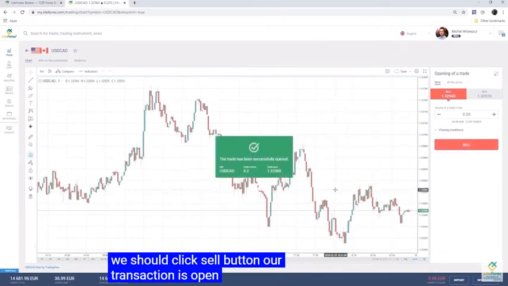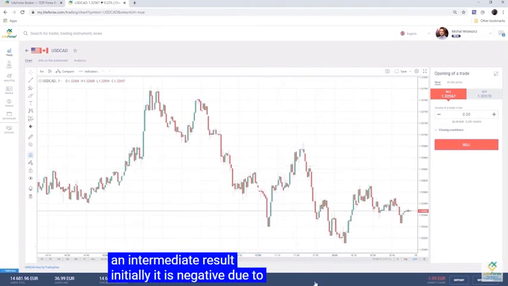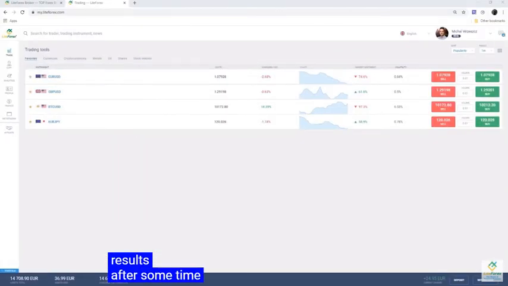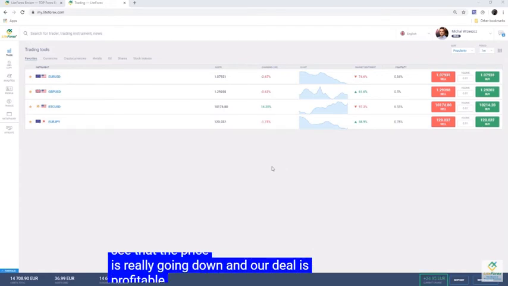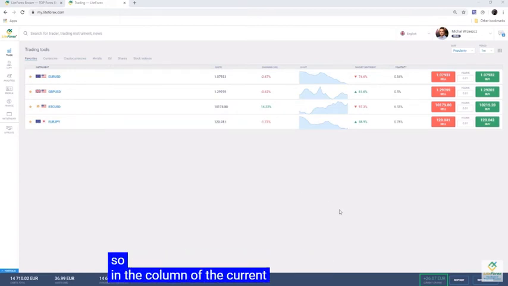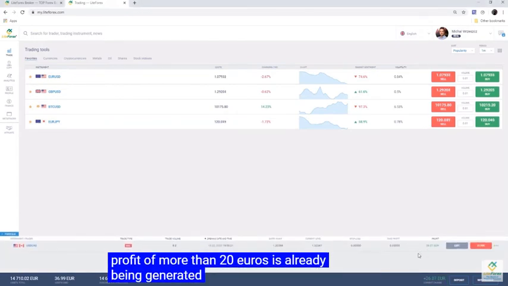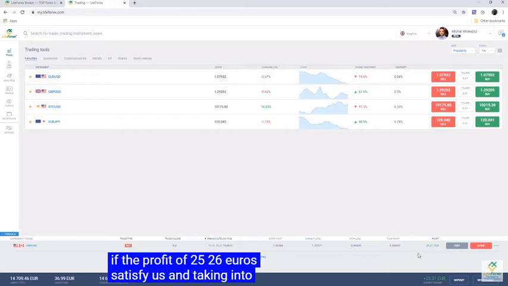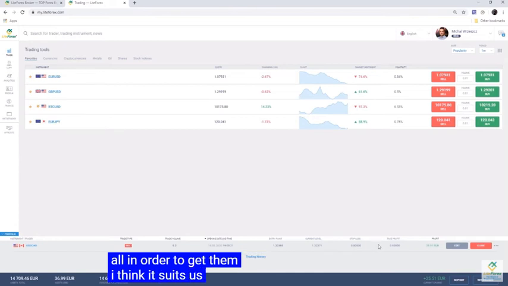Our transaction is open. In the column of current changes, we have an intermediate result. Initially it is negative, due to the commission of course. Now we should wait some time and see the results. After some time, approximately 1 day, we see that the price is really going down and our deal is profitable, which means that of course the signal was excellent. So, in the column of the current change, a profit of more than 20 euros has already been generated. If this profit of 25-26 euros satisfies us, and taking into account the fact that we did not make any efforts at all in order to get them, I think it suits us very well.